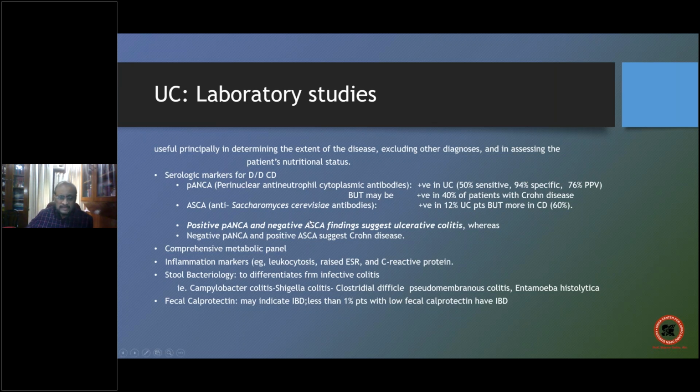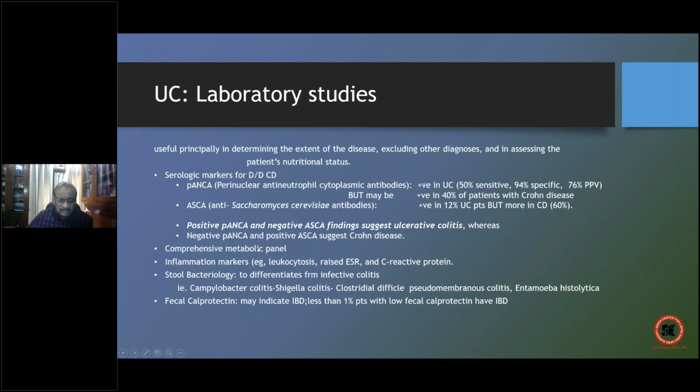Look, we said perinuclear ANCA is particular for ulcerative colitis. So the positive predictive rate is 76%, 94% is specific, only 50% sensitive. Is it not there in Crohn's disease? See, a very high percentage, almost 40%, is also present in Crohn's disease, but it's more commonly found in ulcerative. Similarly, for ASCA, 12% of ulcerative colitis patients may be having this antibody, while it is predominantly present in Crohn's disease.